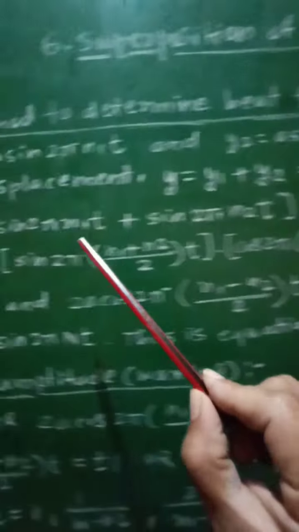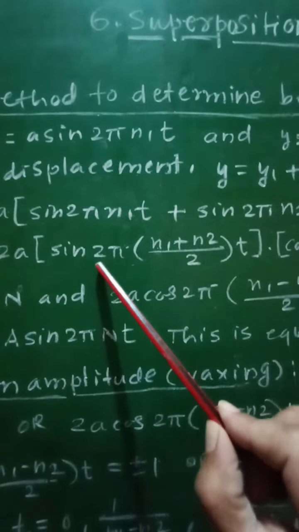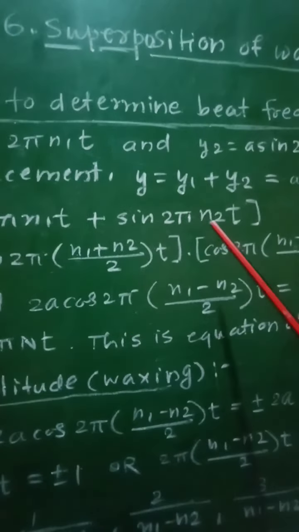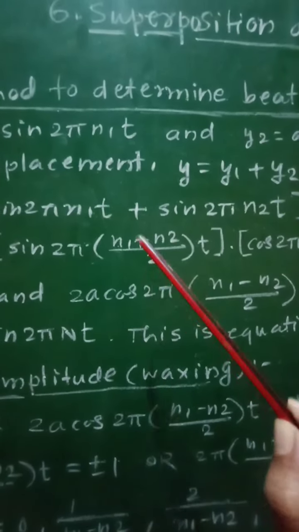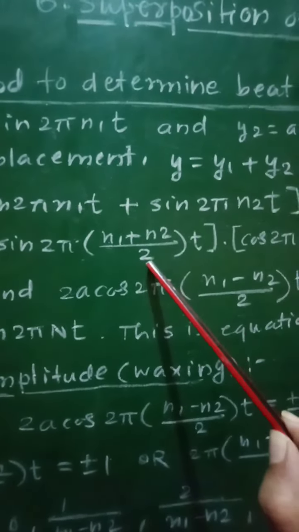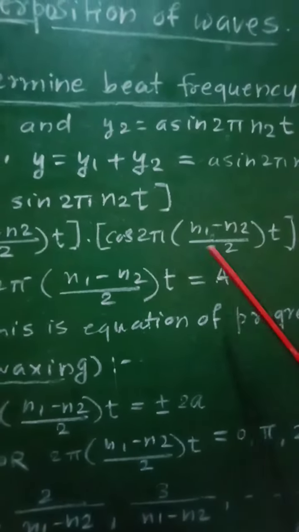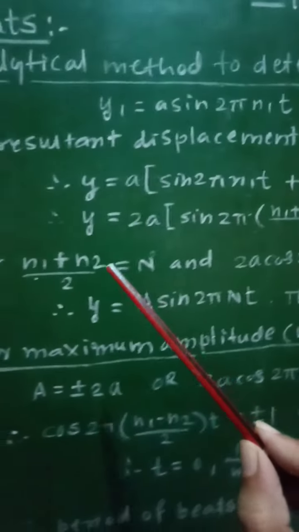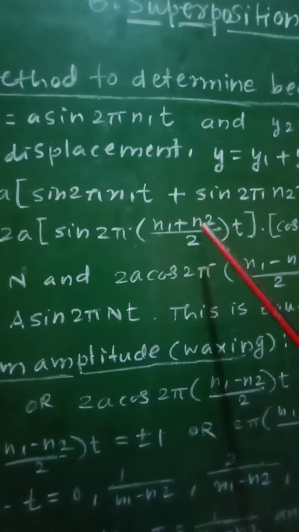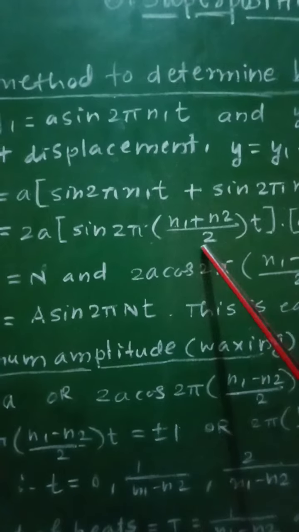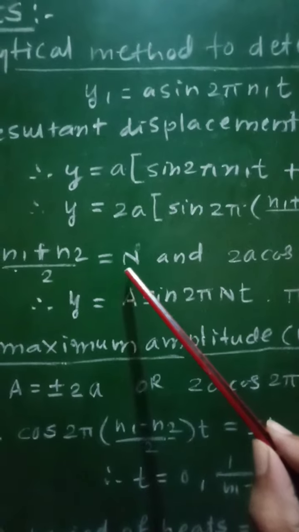From this, 2 pi is the same for both terms, and t is also the same. Only (C plus D)/2 means (n1 plus n2)/2 and (C minus D)/2 means (n1 minus n2)/2. After this, consider the substitution: let (n1 plus n2)/2 equal n. This represents the mean, or the average value, of n1 and n2.